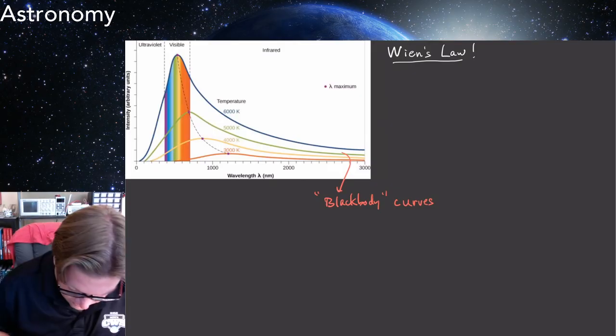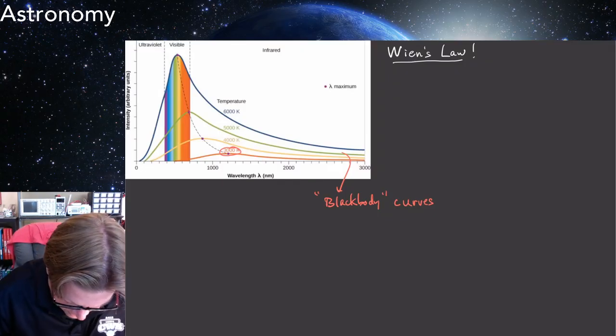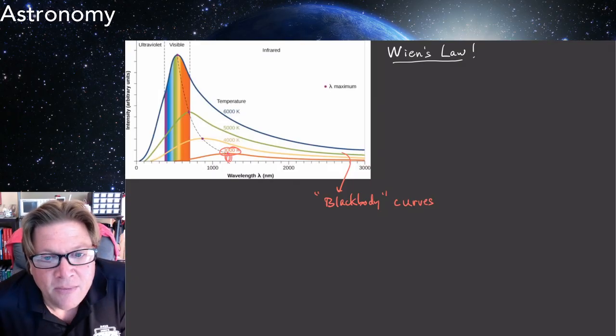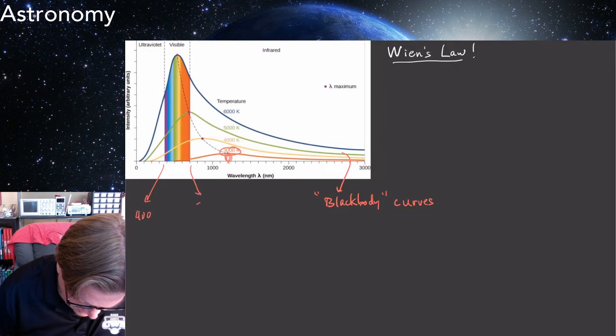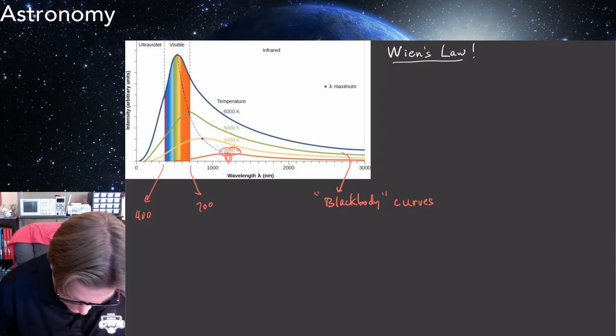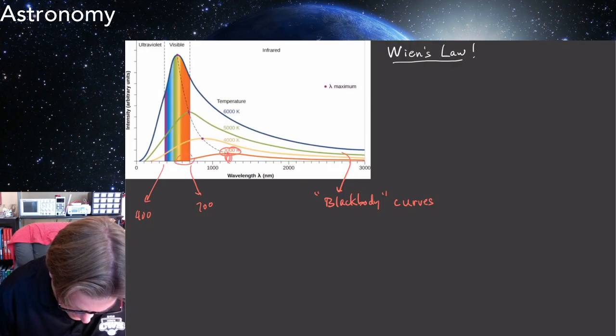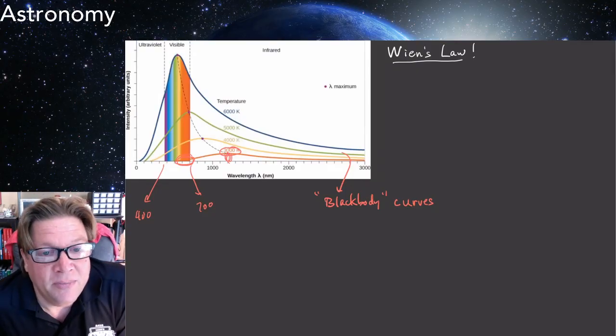So at 3,000 degrees, most of the radiation that this thing is giving off, what color is most of the radiation coming in? It's here, but in nanometers, here's the visible range. Here's 400, and then here's 700. So most of the radiation is in the infrared. But look, just a little bit right here is in the visible part of the spectrum, so that's why it looks red, because we're picking up on that little bit.